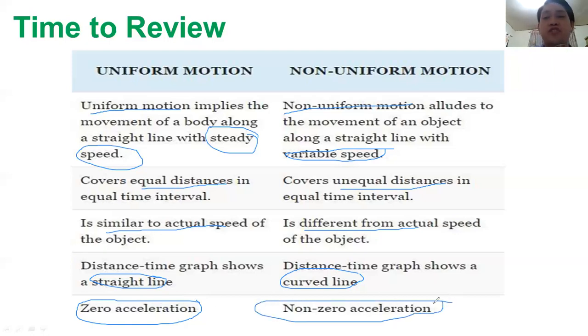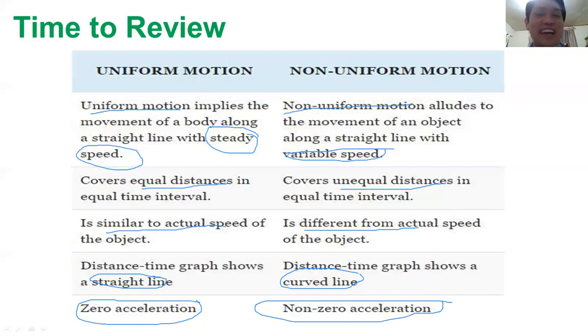We differentiate between uniform motion and non-uniform motion because our topic this afternoon will be related to these types of motion, especially non-uniform motion, where it will give us a curved line in a distance-time graph. So are you ready? I hope everyone is ready. I guess you have an idea about our topic this afternoon.